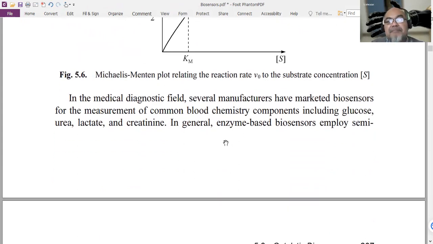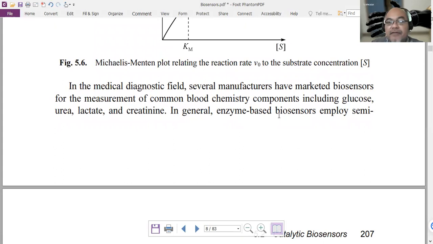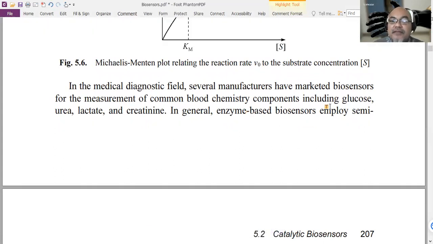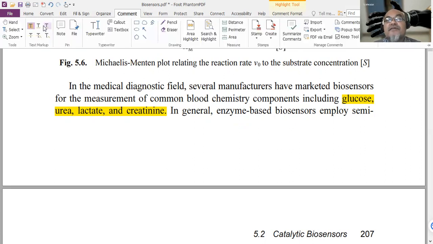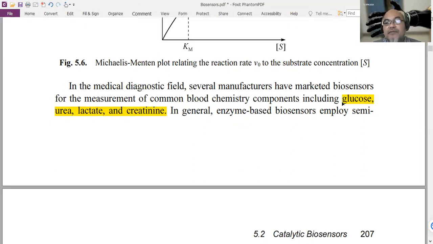So here are some examples of medical biosensors. They have developed different kinds of biosensors. Glucose biosensor is the most common one. We also have urea biosensor, very important for people who have kidney problems. Lactate, and then creatinine. Creatinine also is used for people who have kidney problems. Glucose is for people who have pancreas problems.